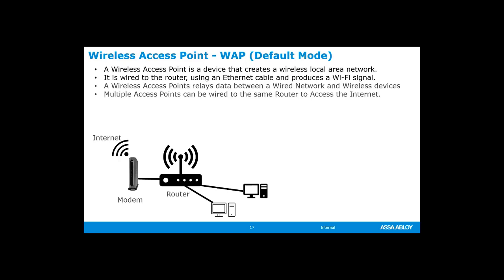A wireless access point is a device that creates a wireless local area network. It is wired to the router using an Ethernet cable and produces a Wi-Fi signal in a designated area. A wireless access point, in its standard default mode, relays data between the wired network and the wireless devices. Multiple wireless access points can be wired to the same router to access the internet. Large organizations will use wireless access points throughout the building to allow the same Wi-Fi signal to be used throughout the building.